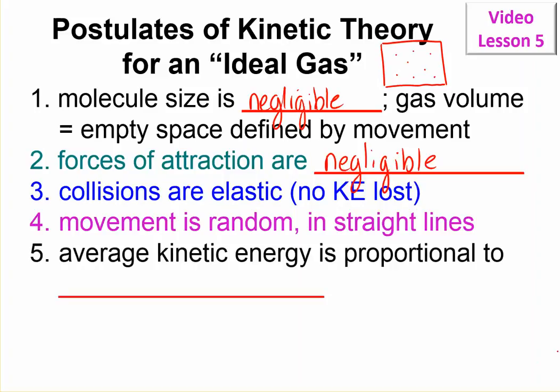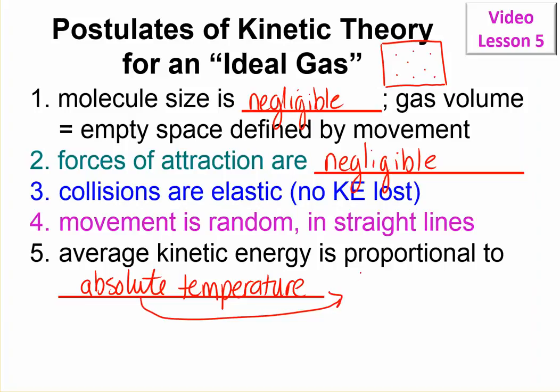Average kinetic energy is proportional to absolute temperature. This is pretty much the definition of temperature, but the word absolute tells you that we need to use the Kelvin temperature scale. This is because the Kelvin temperature scale is based at absolute zero, which allows the kinetic energy to be directly proportional to Kelvin temperature.